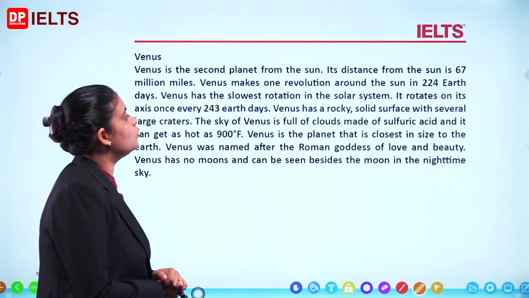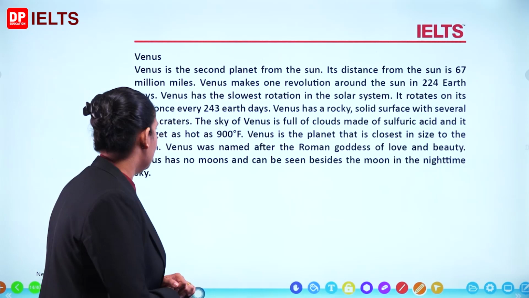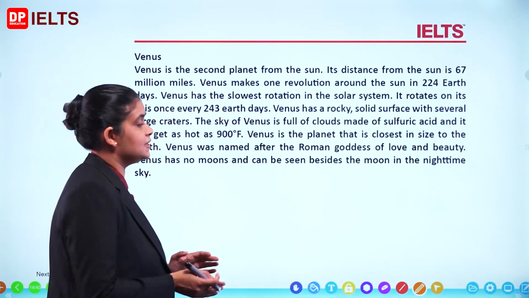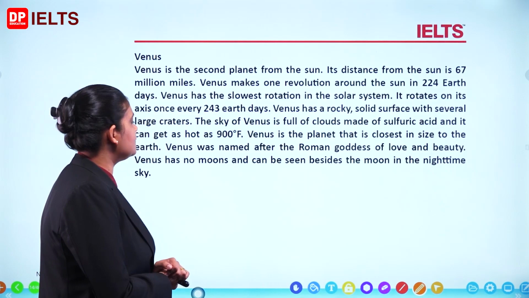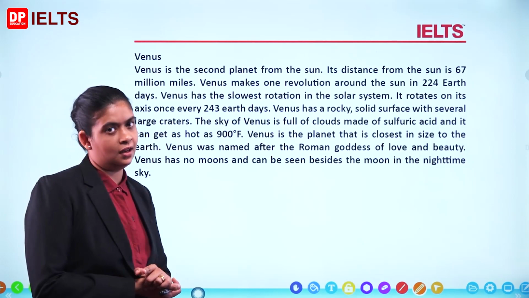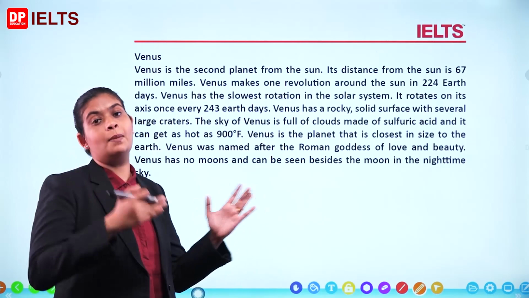The sky of Venus is full of clouds, made of sulfuric acid. And it can get as hot as 900 Fahrenheit. Okay. Venus is the planet that is closest in size to Earth. Venus was named after the Roman goddess of love and beauty. Venus has no moons, and can be seen beside the moon in the night time.